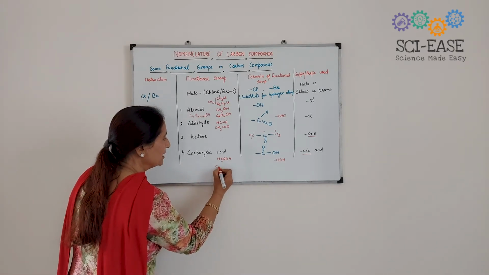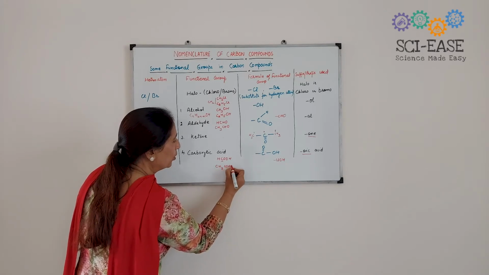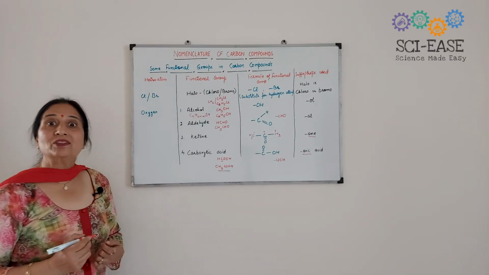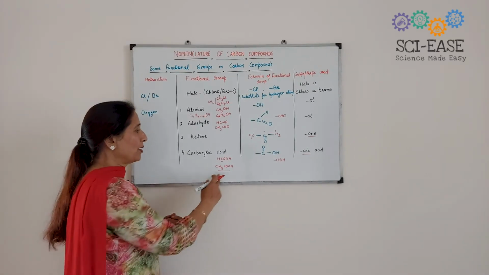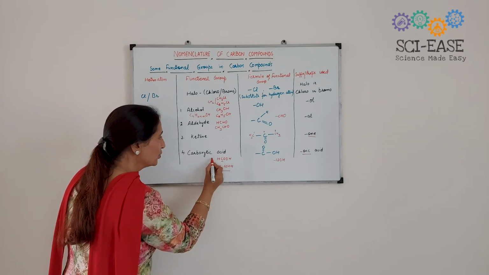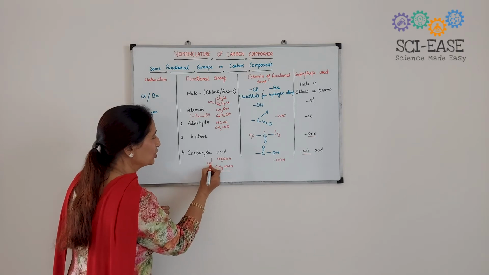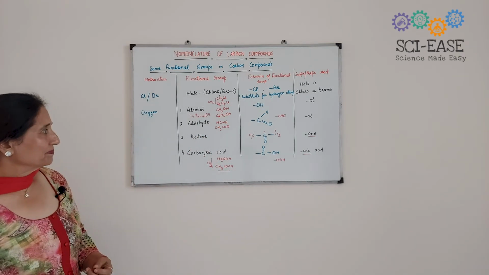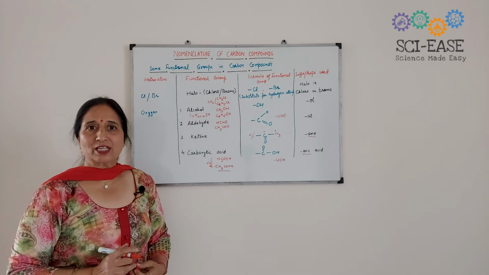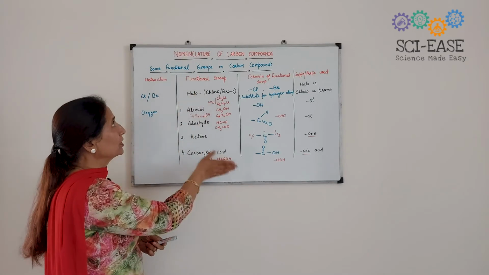And if it is CH3COOH, then what is this? It is ethanoic acid or acetic acid. The homologous series is true here also. Here again there is a difference of a CH2 group. Everywhere there is a difference of CH2. So this is the homologous series for this.